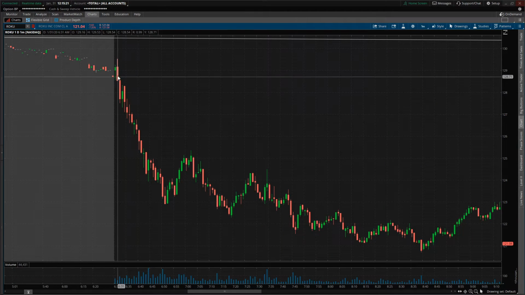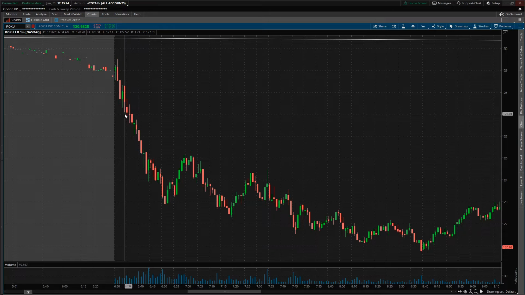So what do all of these candlesticks mean? Candlesticks are read the same no matter what time frame you're on. Currently I am on the 1 minute time frame here on my chart, so each one of these candlesticks represents 60 seconds of price action.